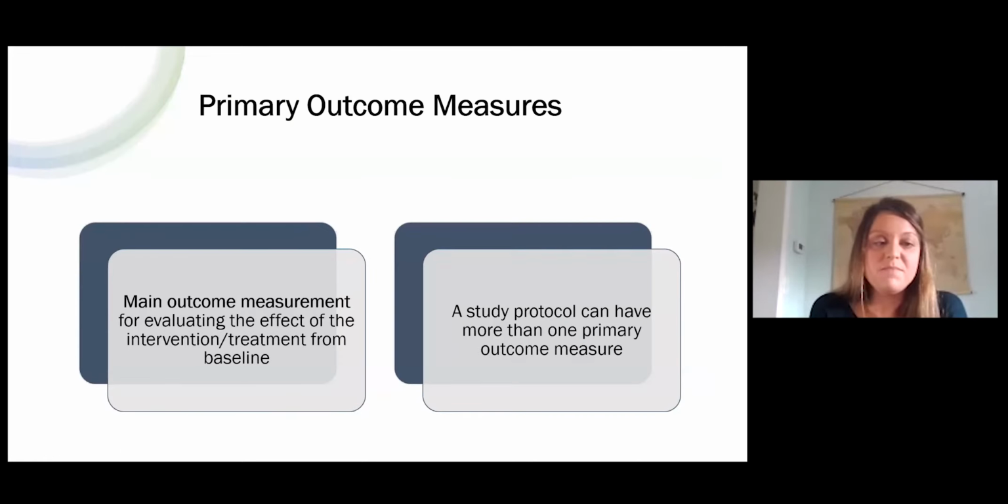So like I just said, the main outcome measurement, the primary, is the reason why you are doing the clinical trial. So you're evaluating the effect of the intervention and treatment. And there can be more than one primary outcome measure, but as we'll see in the next slide, it gets kind of complex when you try to do things like that.